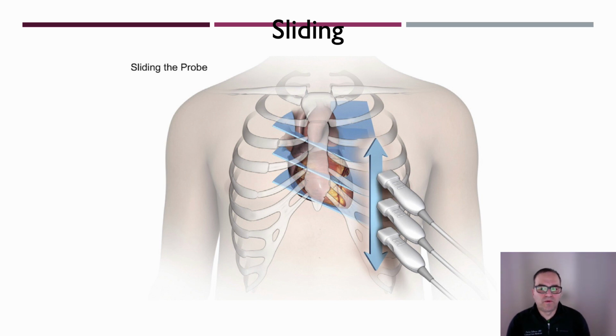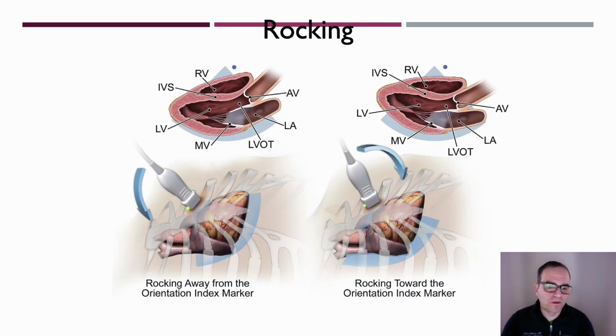By sliding, you move the transducer across the patient's skin to a new position, and you certainly change the planes, the structures that you're going to be visualizing. Rocking the probe means going towards the index marker or away from the index marker. You maintain the same image plane, unlike tilting where you go through different image planes. Here you're just centering different structures but in the same image plane.